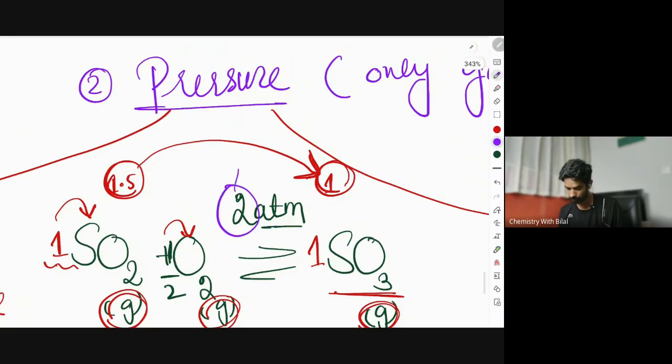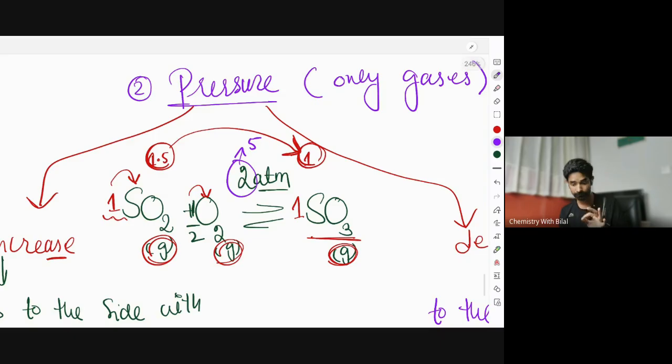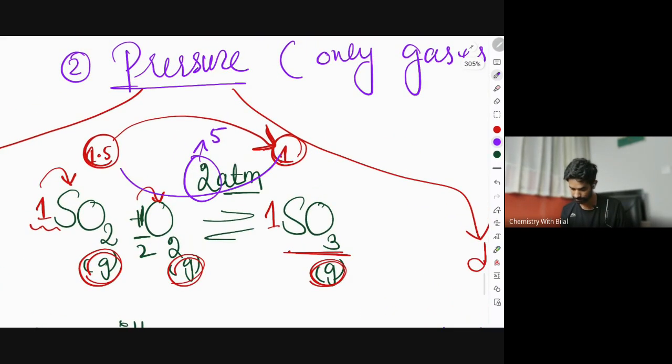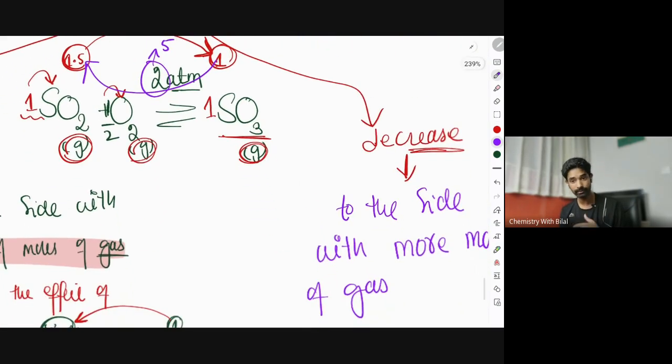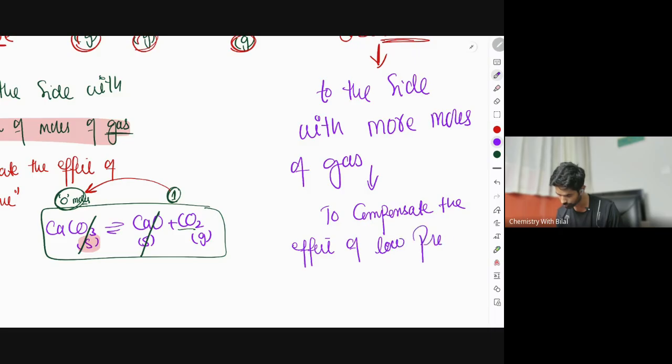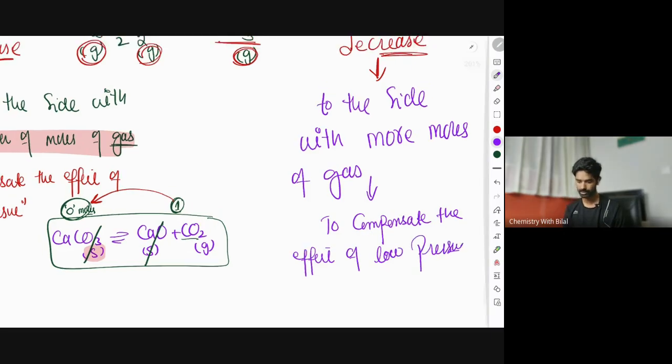अगर मैं 2 को 5 करूंगा, if I increase the pressure from 2 to 5, I increase the pressure. So an increase in pressure shifts the equilibrium to the side with less moles of gas, and a decrease in pressure shifts the equilibrium to the side with more moles of gas. तो इस केस में अगर मैं इंक्रीज करूंगा तो राइट पे जाएगा, डिक्रीज करूंगा तो ज्यादा की तरफ जाएगा। Again the reason is same, to compensate the effect of low pressure. ठीक है, सो रीजन क्या लिखेंगे? To compensate the effect of low pressure. अब वो जिस तरह भी जाएगा आपने लिखना है that reaction is favored.